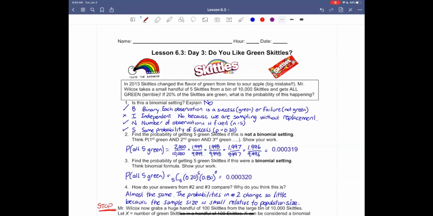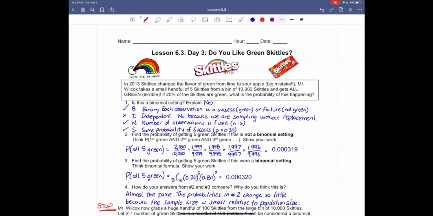Is this a binomial setting? And we already know how to check that using the BINS acronym. So let's just go through one by one. For B, we have binary, and definitely each observation is a success, which we've defined as green, or a failure, which is defined as not green. Quick reminder here that a success does not always mean that something awesome happened, like in this case when you get a green Skittle.